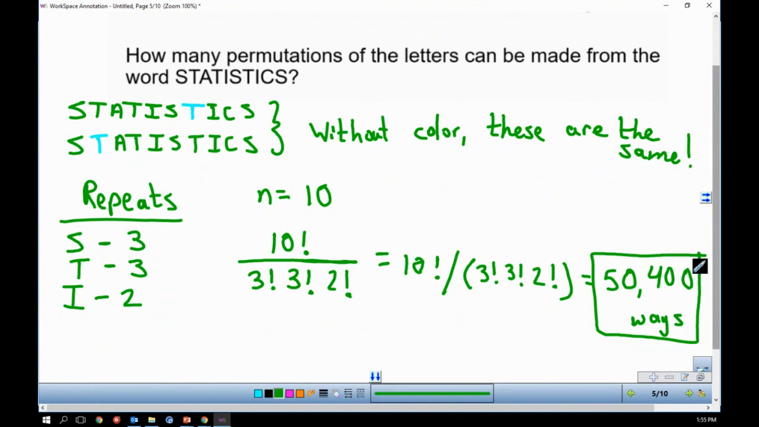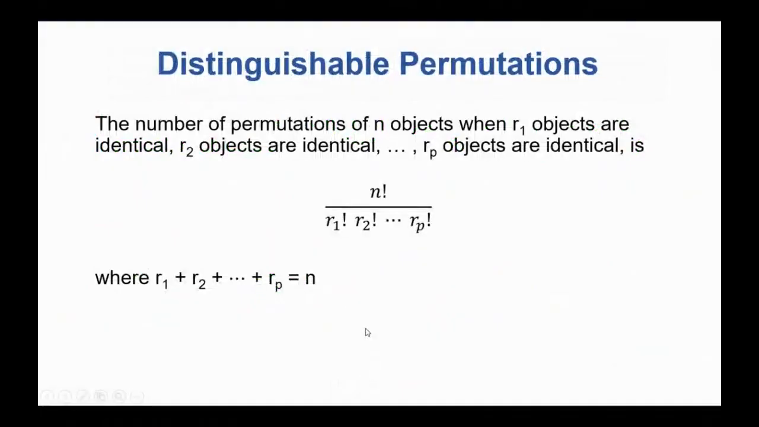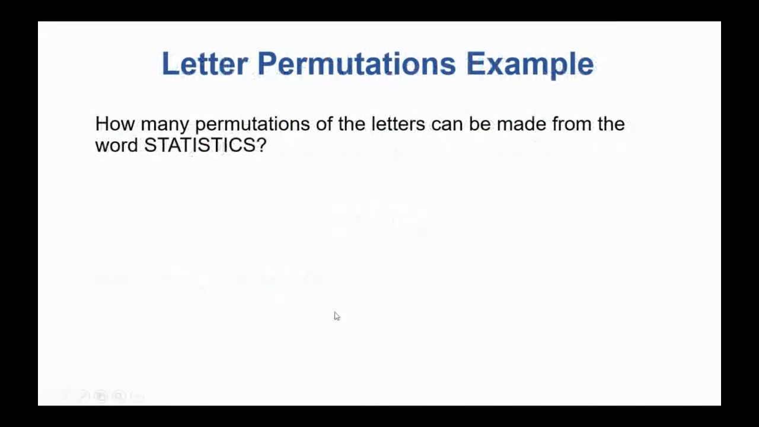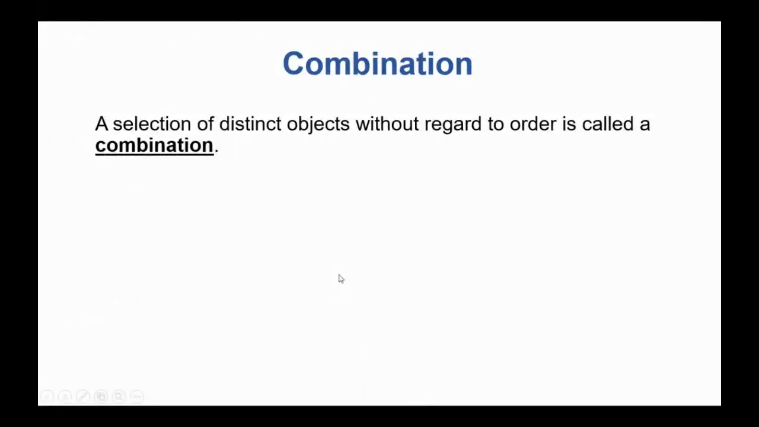Okay, so questions on permutations. Okay, then let's look at combinations. A selection of distinct objects without regard to order is called a combination. So the key to remember here, permutation means order matters. Combination means order does not matter.